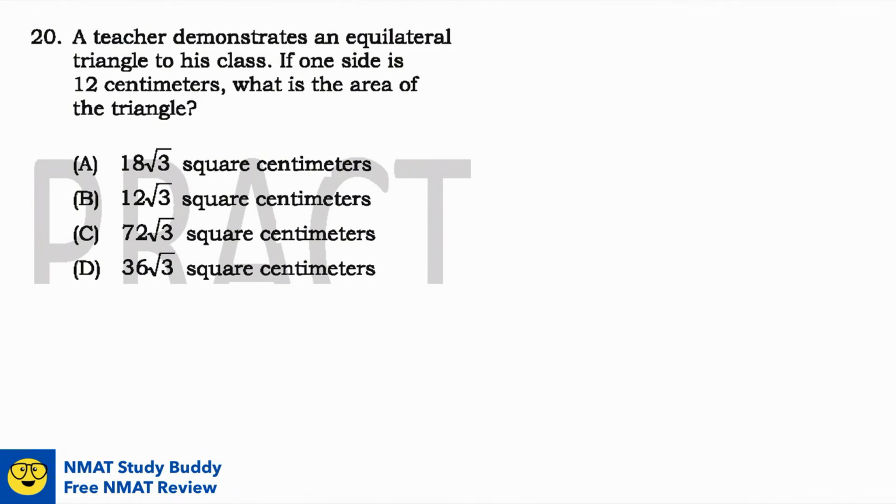Number 20, a teacher demonstrates an equilateral triangle to his class. If one side is 12 centimeters, what is the area of the triangle? So, given tayo ng one side na 12 centimeters. And then, sinabi din na equilateral triangle. Kapag equilateral triangle, all sides are equal and all angles are equal. So, kung 12 yung isang side, 12 din yung other sides.